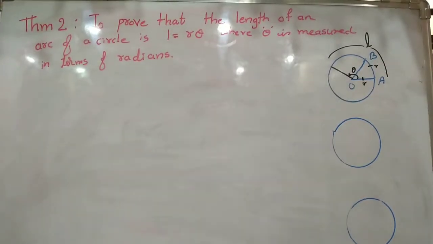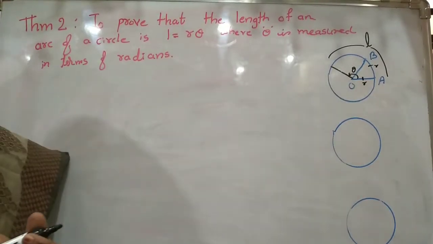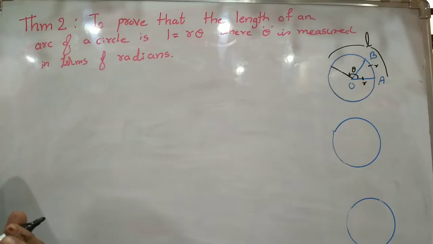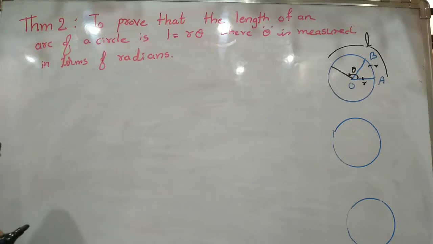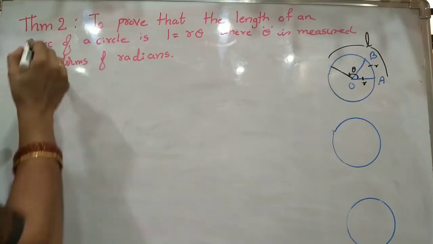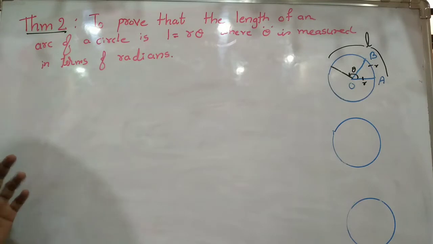Students, this is the fourth video on trigonometry. In this video, I am going to prove two important theorems which help you to solve the exercise 3.1 verbal problems. First, I consider the second theorem. In the first theorem, you have proved pi radians is equal to 180 degrees.